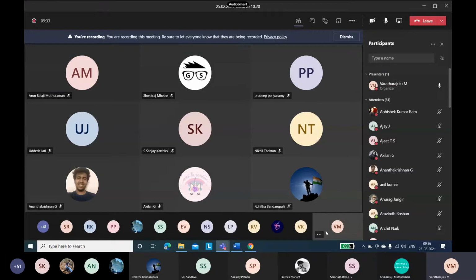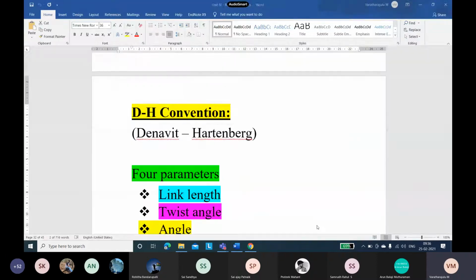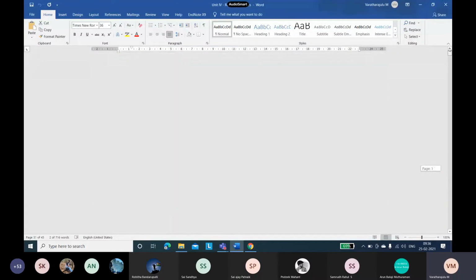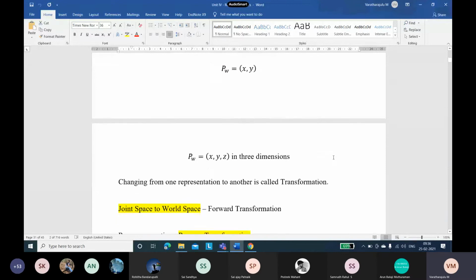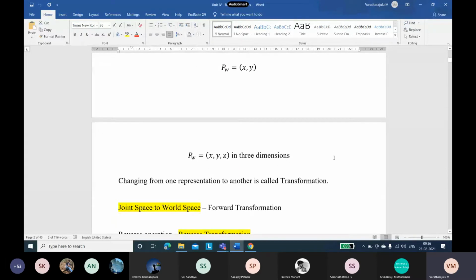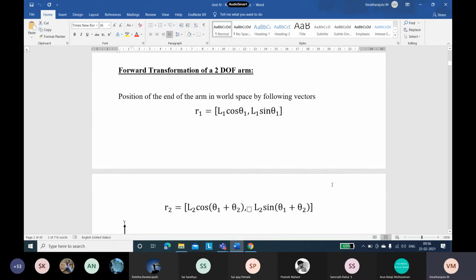In the past few days, we have introduced robot motion analysis and control, that is, the introduction of manipulator kinematics and position representation. In that, we have seen the forward kinematics and reverse kinematics, that is, inverse kinematics. And we have seen the 2 degrees of freedom arm, the forward transformation and the reverse transformation.